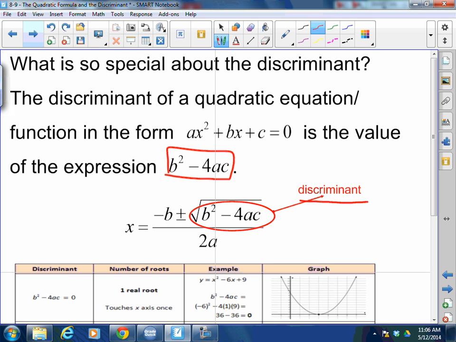But let's say you're on a big test, and time is of the issue. And you look at this and you say, I don't even think there's going to be a solution. I think there's no solution here. You can plug in the values into the b squared minus 4ac, and in seconds, immediately find out if there's 1, 2, or no solutions. Let me explain how this works.